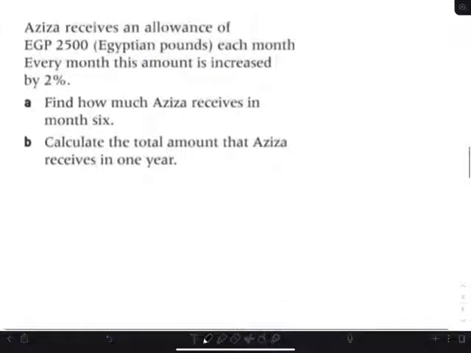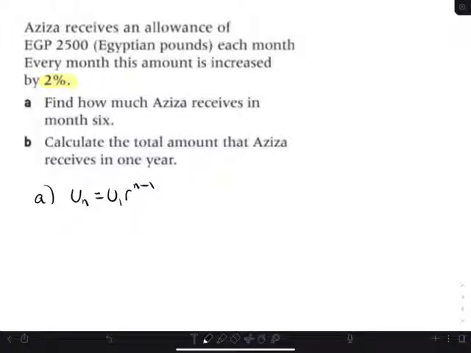Okay, application. Aziza receives an allowance of 2,500 Egyptian pounds. Each month, the amount is increased by 2%. Again, remember, when you see this, you're thinking geometric. So don't even question that. How much does Aziza receive in month number 6? In this one, they're not asking for the sum. They're asking for specifically month number 6. So I'm going to use the sequence formula.